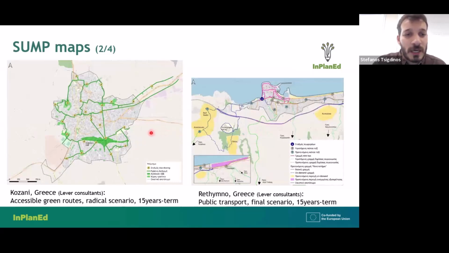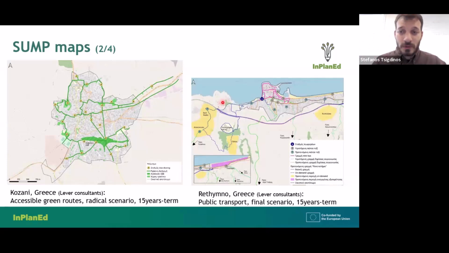Here we can see Kozani in northern Greece. So this is a medium-sized city; the others were small. And we can see accessible green routes. This is not so much of a traffic measure. It comes from urbanism, from urban planning. We can see the radical scenario as well, a 15-year term, where bike sharing systems are spread across the city, and all green areas and the center of Kozani are connected with green routes. This is very important for a SUMP, because we really consider active movement.